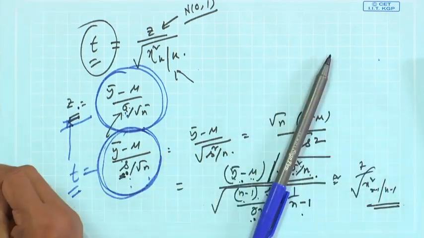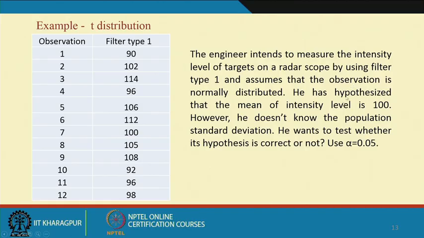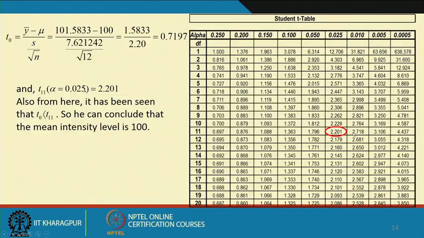Okay. So, this is the same example, and here sigma is not known. So, sigma not known, we computed s from the data and then t 0 is computed like this. And again from the table we found that this computed value is less than the tabulated value. So, okay. So, basically we can say that the mean intensity level is 100, but it is not far away from 100.